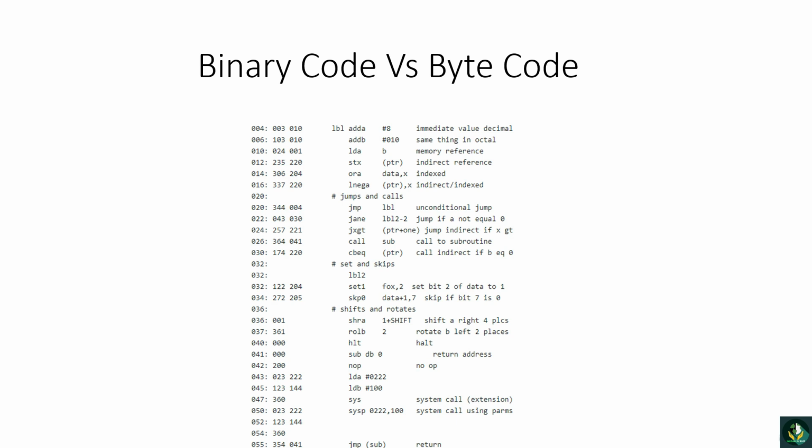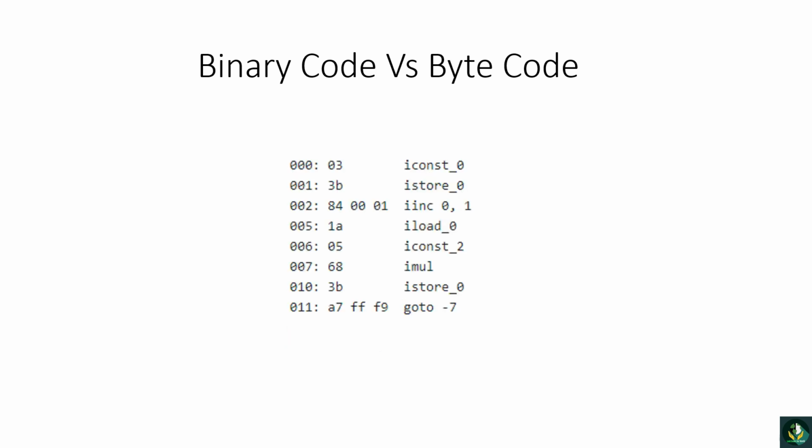Such a command also occurs in here. So this is the binary code that the processor understands. Now about bytecode: the main problem with binary code is its specificity.